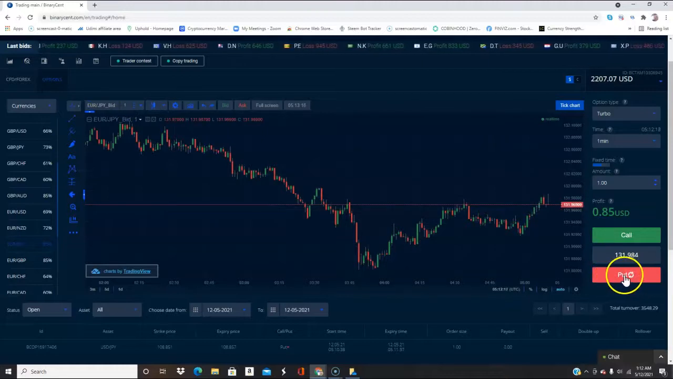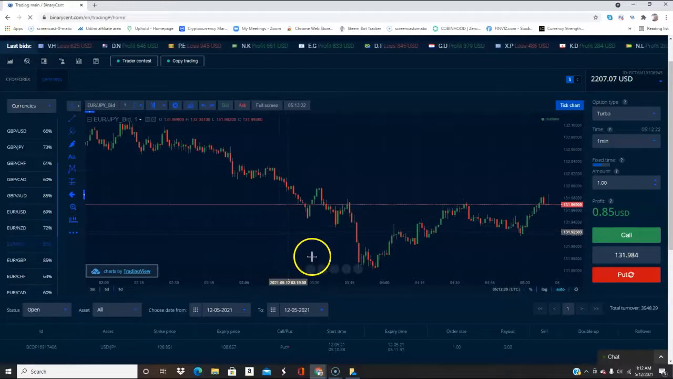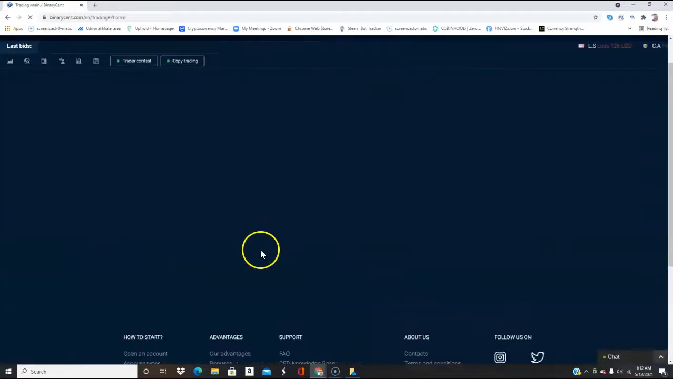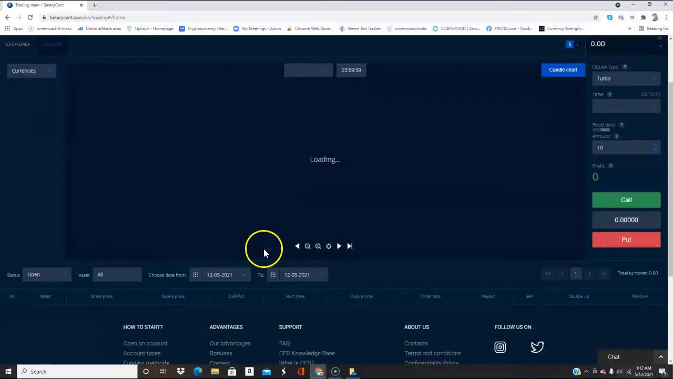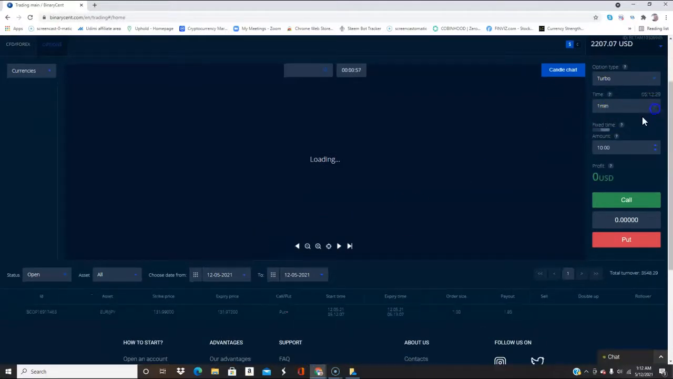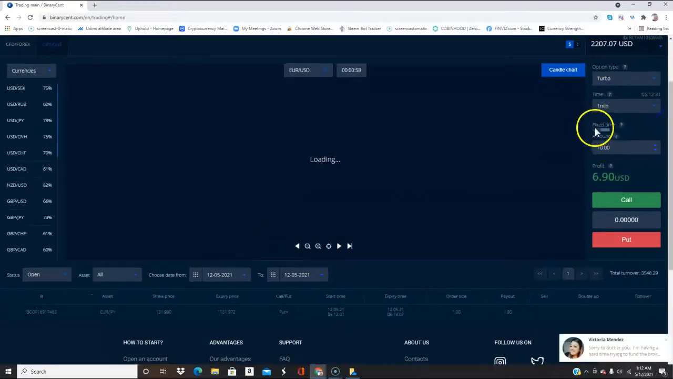You see how it's refreshing here, guys? Sometimes that happens. If that happens, just click the refresh button. And remember, when you refresh everything, it resets your settings. So you would have to go back to 3 minutes or 1 minute, depending on your time, and you would have to change your dollar amount back.